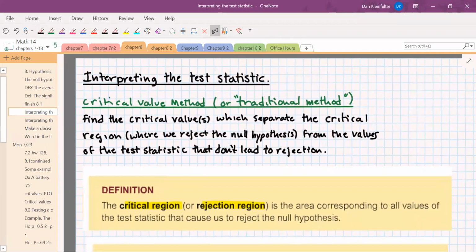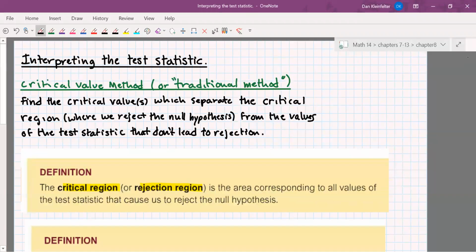So there are two different ways of finishing the hypothesis test. There's what's called the critical value or traditional method, and then there's also a p-value method. We're going to look at both. First of all, the critical value method. Basically, you begin by finding the critical values which separate the critical region, where we reject the null hypothesis, from the values of the test statistic that don't lead to rejection.